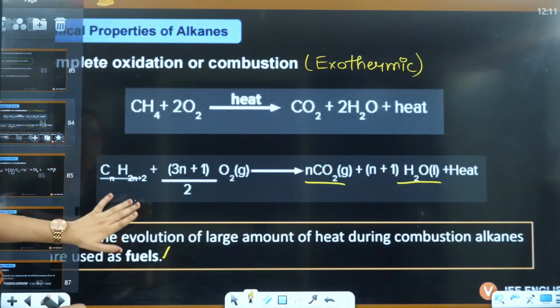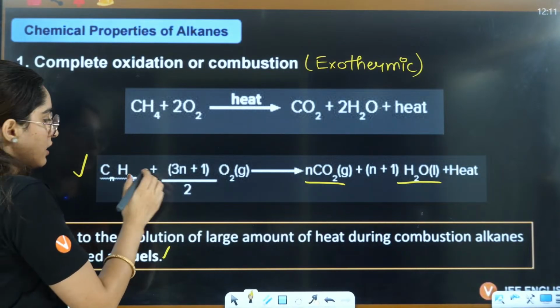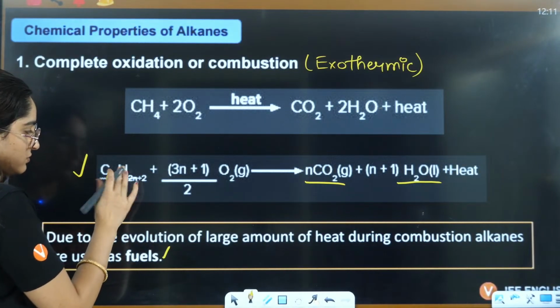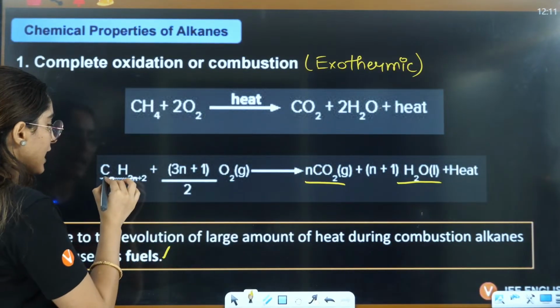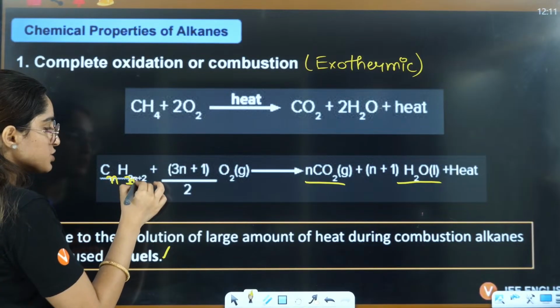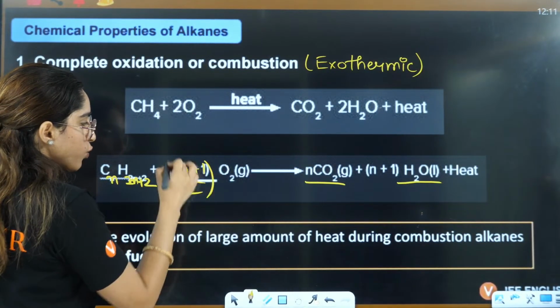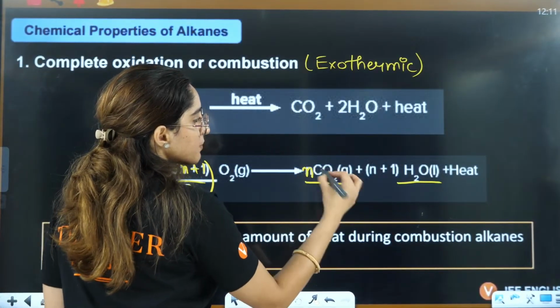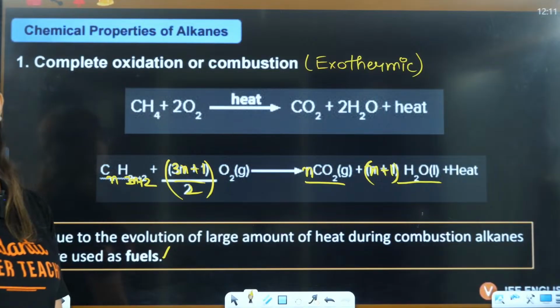Yes. So you can remember this one. This is CnH2n. If this is n, this is a simple reaction which you have to remember. For an alkane, this is CnH2n+2, this will be (3n+1)/2 for O2, n amount of carbon dioxide and n+1 amount of H2O will be released here.